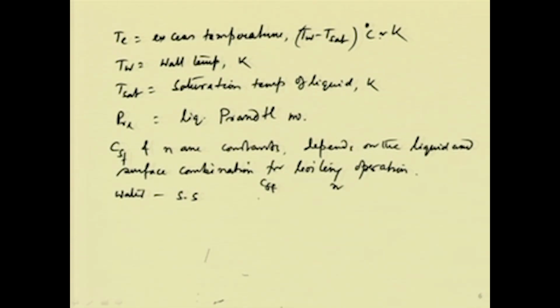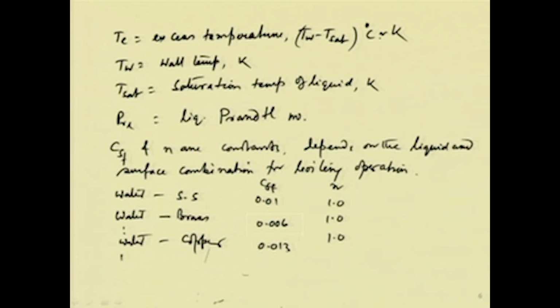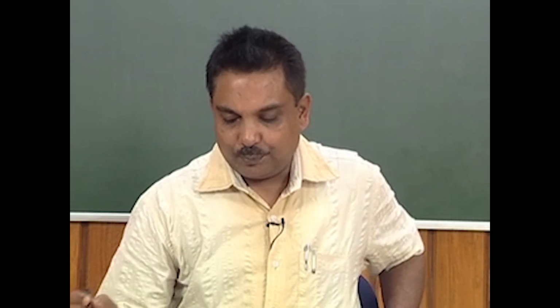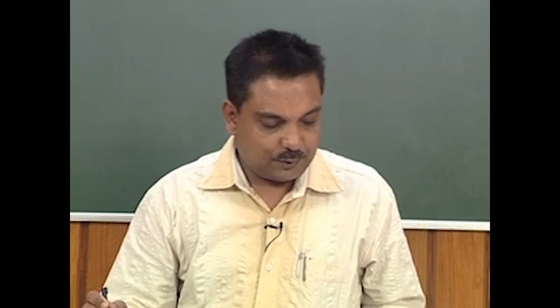Then water and brass, it is 0.006, 1.0, like that. Then one interesting is water and copper, 0.013 and 1.0. Similarly, benzene and chromium, it is 0.010 and 1.7. So, these are the typical ranges of the values. That is what I just wanted to highlight, that when we will be solving these problems, we may have to make use of these values of these constants before applying the equations.